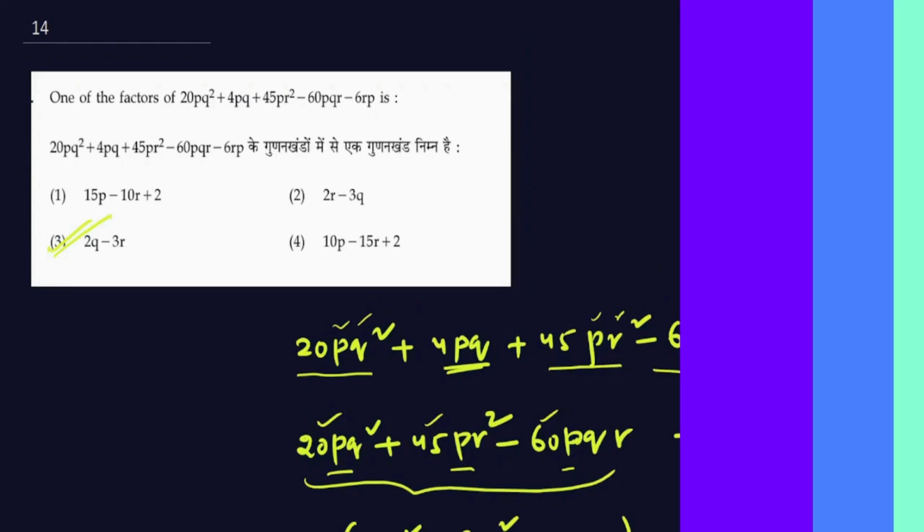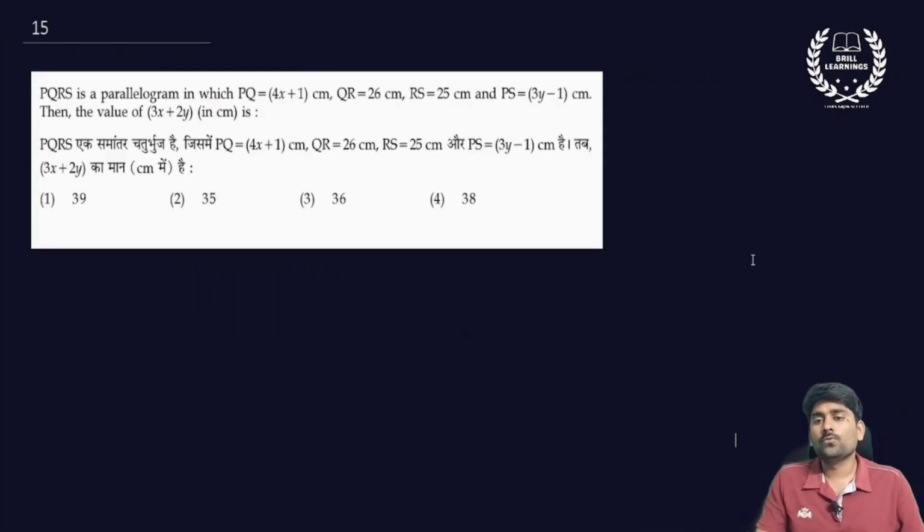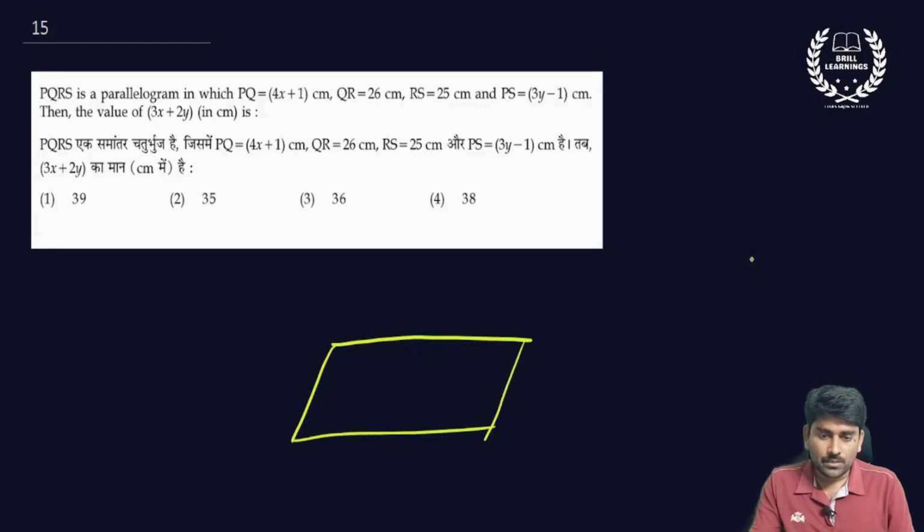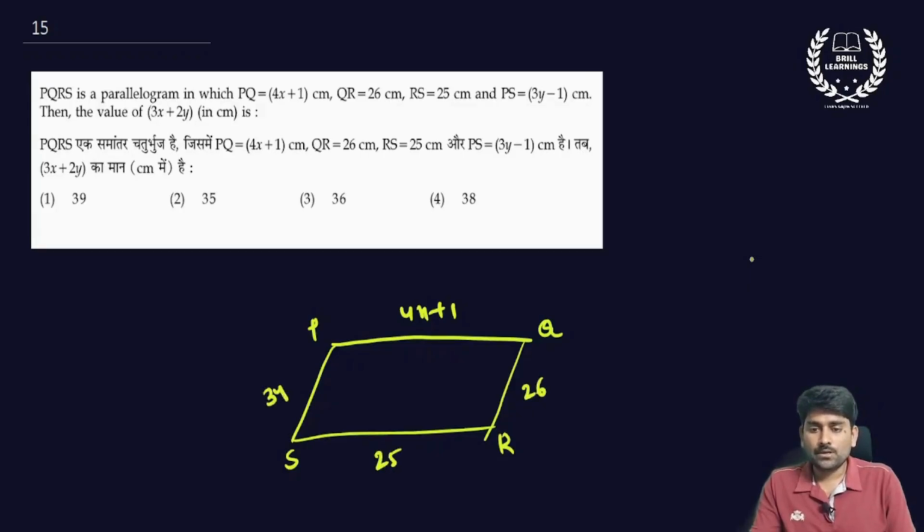Let's move to the next question. PQRS is a parallelogram in which PQ equals 4x plus 1 centimeter, QR is 26. First draw a parallelogram here. PQ is 4x plus 1, QR is 26, RS is 25, PS is 3y minus 1. Then we need to find the value of 3x plus 2y.